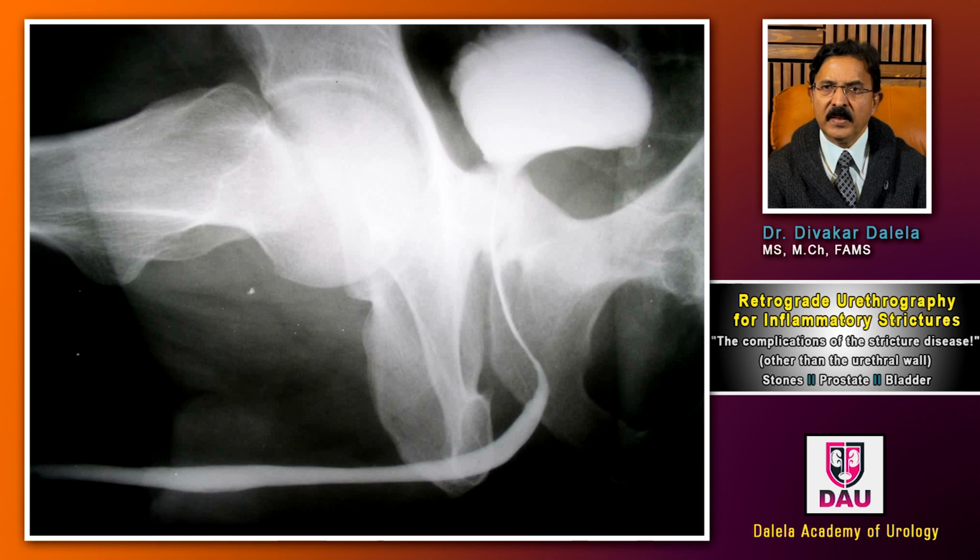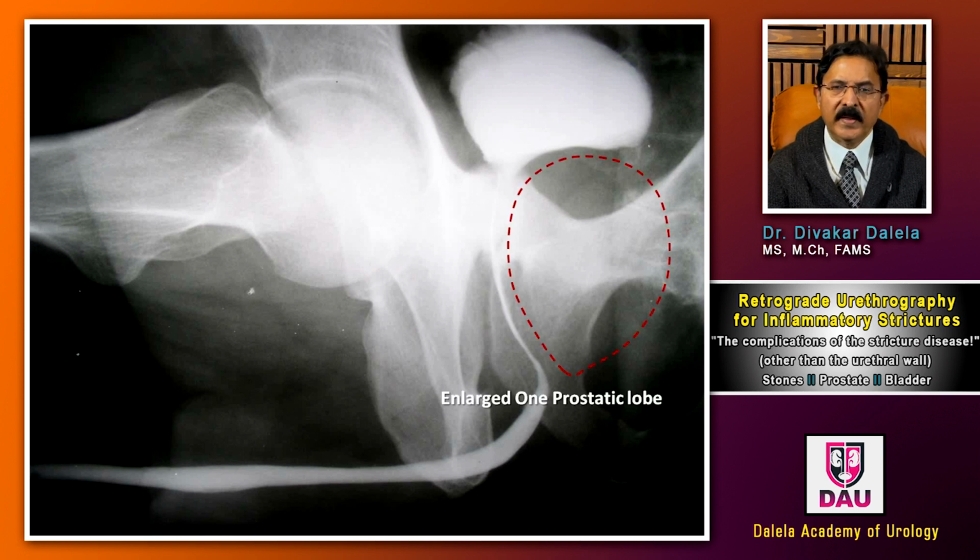You will notice a convex bulge on one side, and I've shown you by outline. And this bulge has formed because of one enlarged prostate lobe. Now, can I ask you a question? Why would a patient of stricture urethra develop a unilateral prostatic lobar enlargement?